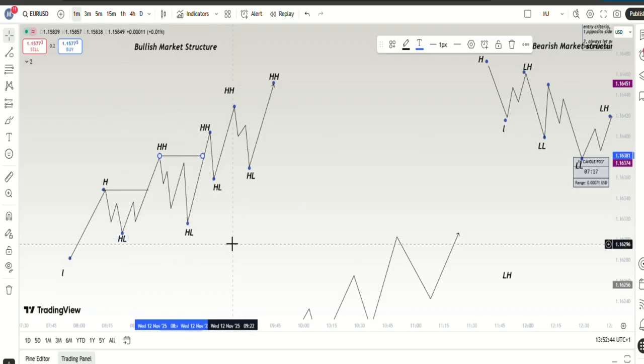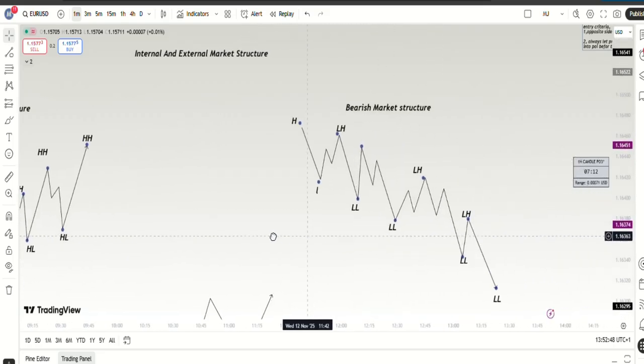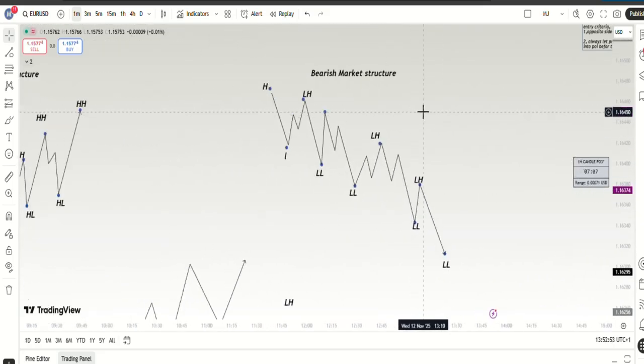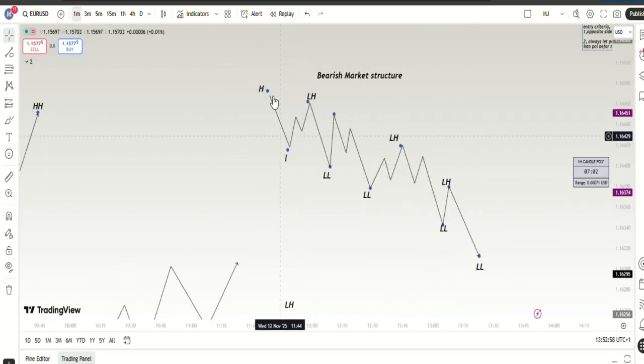Don't worry, I'm going to do chart examples for us. We're going to see the chart examples for internal and external market structure. So let me do the bearish part. The same thing applies to the bearish part.